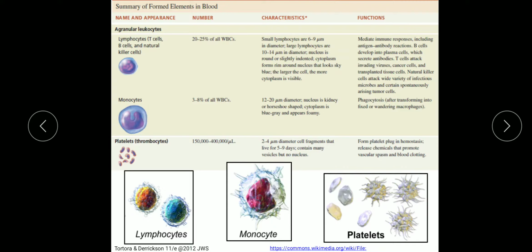So, lymphocytes. The nucleus of the lymphocyte is round, slightly indented and stains darkly. Lymphocytes are classified as small or large depending upon the cell diameter. 6 to 9 micrometers is a small lymphocyte, whereas 10 to 14 micrometers in diameter is a large lymphocyte.